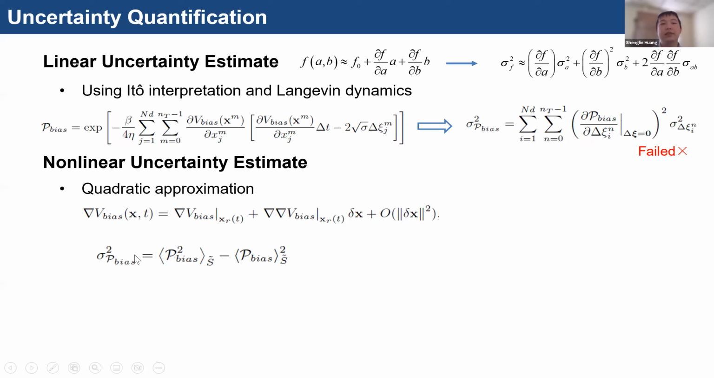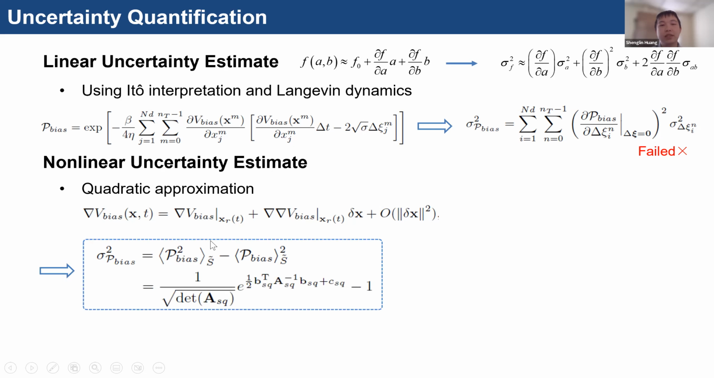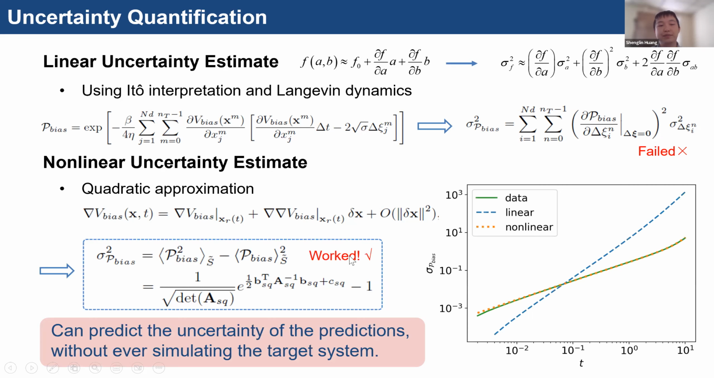However, since the system is very difficult, for an arbitrary potential it is impossible to do this ensemble average or integral. So here we do a quadratic approximation to expand the potential as a quadratic series. With this quadratic expansion, these two ensemble averages become two Gaussian integrals. Finally, we can write down the analytic results for the Gaussian integrals with some vector, matrix and scalar, the A, B, C, which are all related to the potential difference between the simulated and target system. And here is a result for a simple case. As we can see, the data itself is the green line that captures the variance of P bias. The linear uncertainty estimate totally failed, but our nonlinear estimate has captured the result very well.